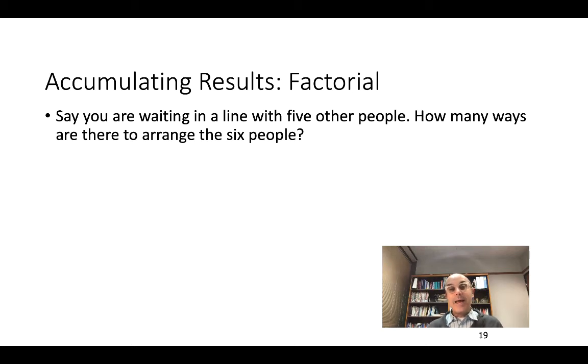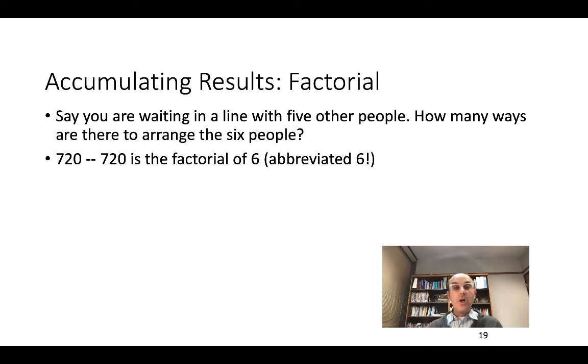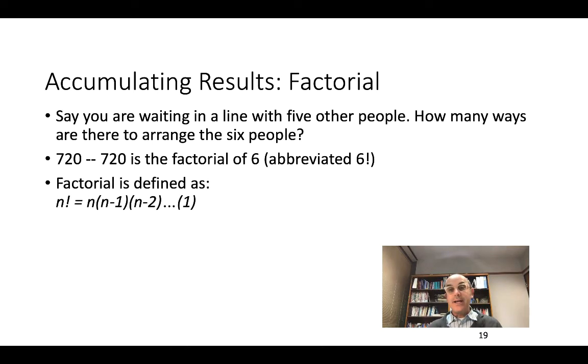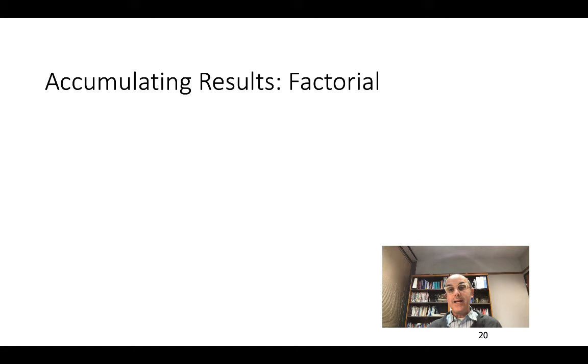So when we say 5 people standing in line, how many ways are there to arrange the 6 people? So 720, and we will say it is the factorial of 6, the abbreviation of 6 power. The factorial is defined as n factorial equals n multiplied by n minus 1, n minus 2, and so on. And we will come up with a way to do that.